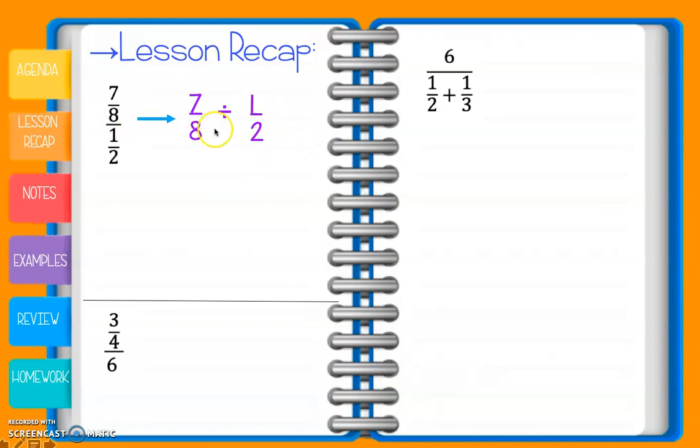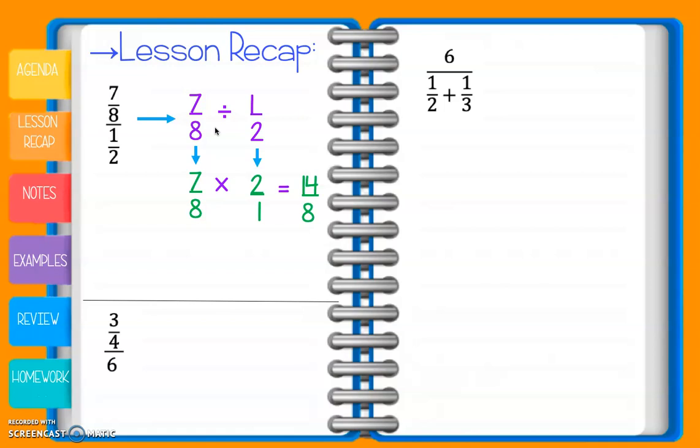7/8 divided by 1/2, we know that that's a division of a fraction by a fraction, so we can just keep, change, flip. So we're going to keep 7/8, we're going to change our division to multiplication, and then we're going to flip 1/2 to become 2/1. Now we have a multiplication of a fraction by a fraction problem, and we know we just multiply our numerators. 7 times 2 is 14, 8 times 1 is 8, so we have 14/8.